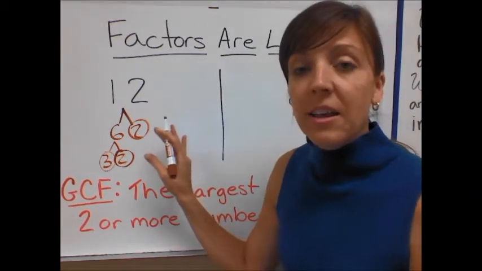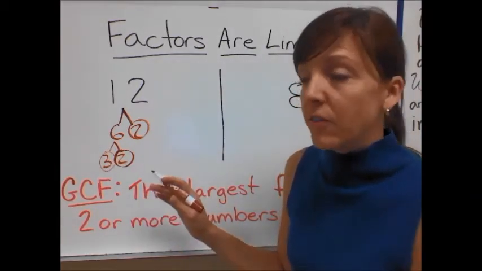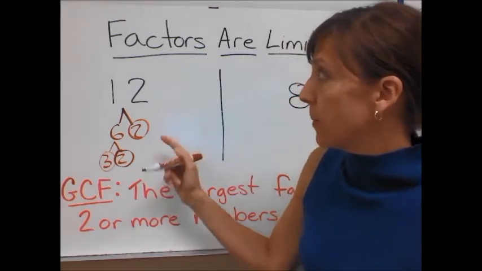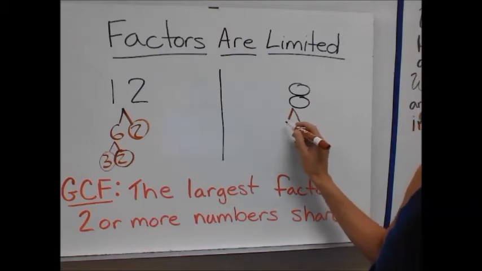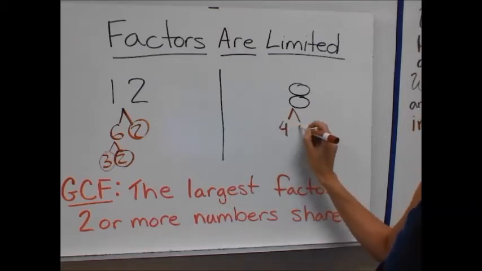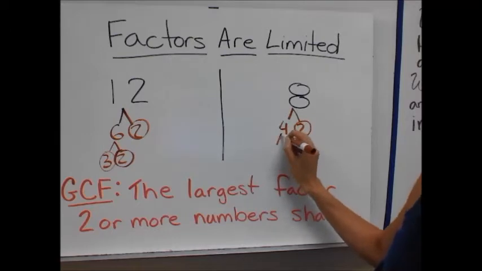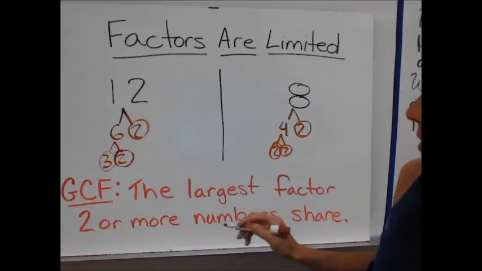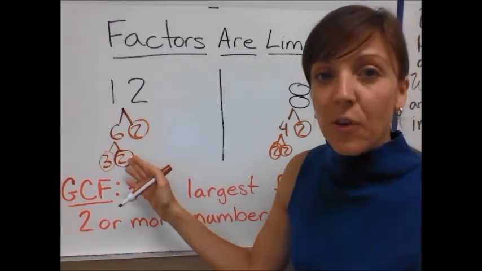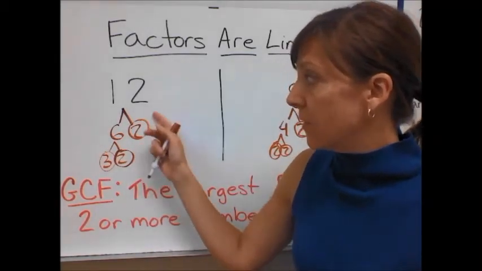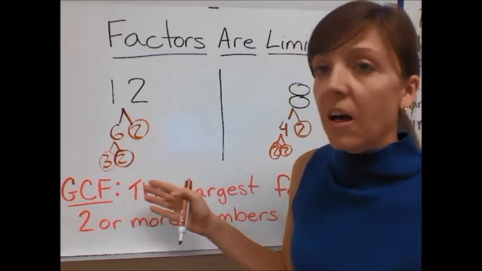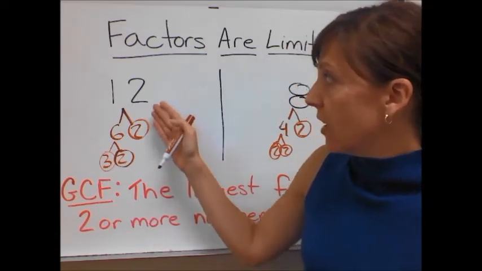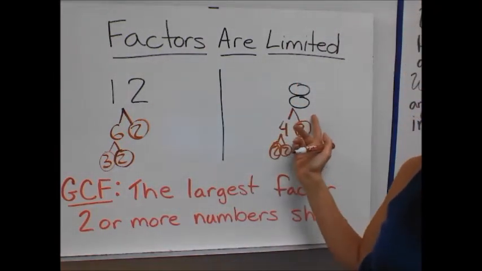A factor tree can help us find the greatest common factor of a number, or the largest factor of a number. Here's 8, and I'm going to break 8 down into 4 and 2, and then break the 4 down into 2 and 2. Now these are just a few of the factors, but these factors will help me find the largest factor that 12 and 8 have in common.